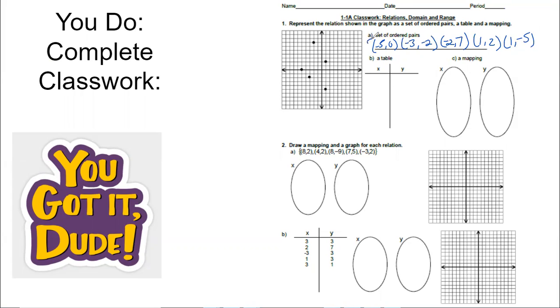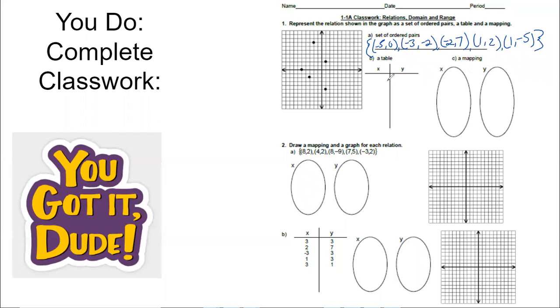Because this is a set, we're going to put little braces around it to represent it as a set. If you want to be extra special, you can put commas in between, but not necessary. And that's our set, our relation written as an ordered pair set. Easy enough? Yeah? Okay.